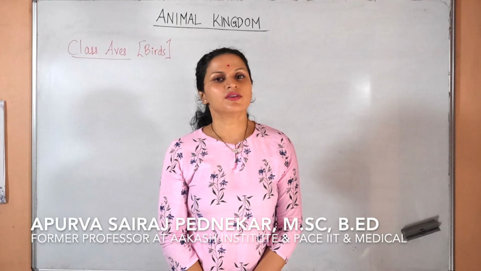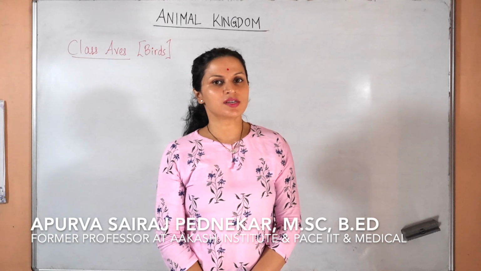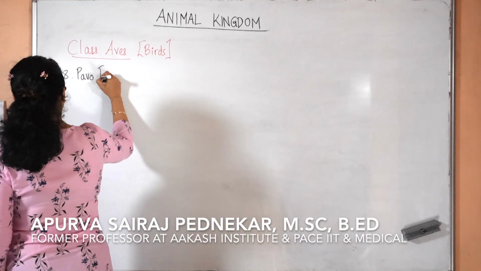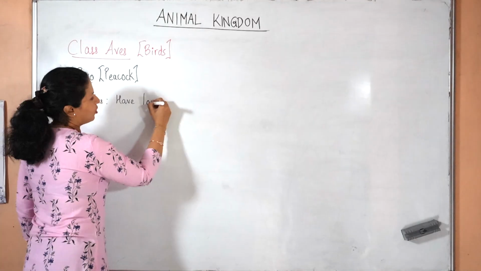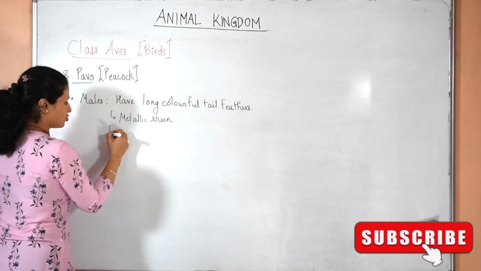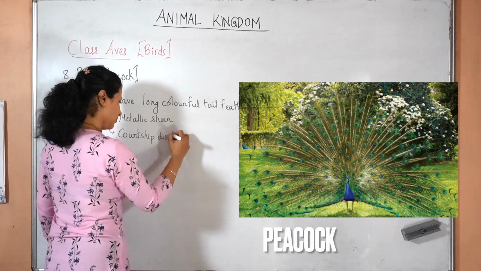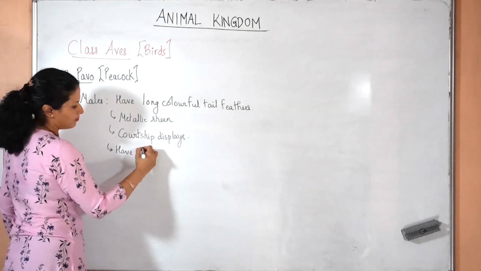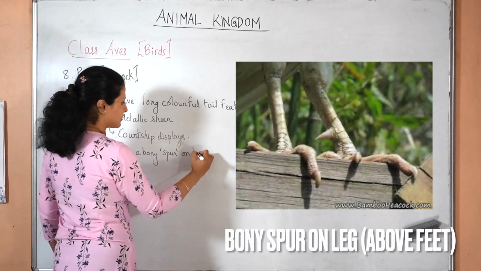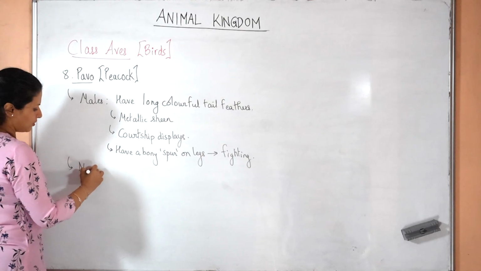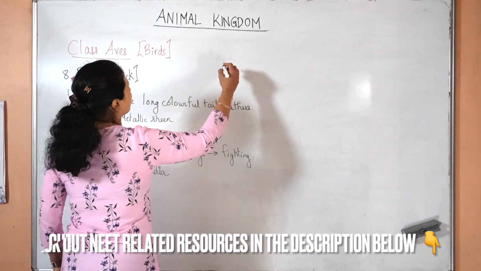Hello students, we were on examples of important birds in Class Aves. Let us continue with the examples. Pavo, peacock. The males have long colorful tail feathers and a metallic sheen. It shows courtship displays by doing rain dance and all that. Males also have a bony spur on legs which is used for fighting, and the peacock is the national bird of India, you know that. That's it for Pavo, peacock.